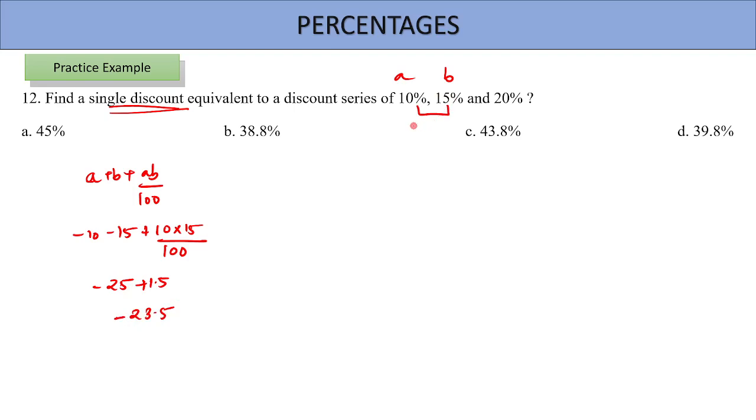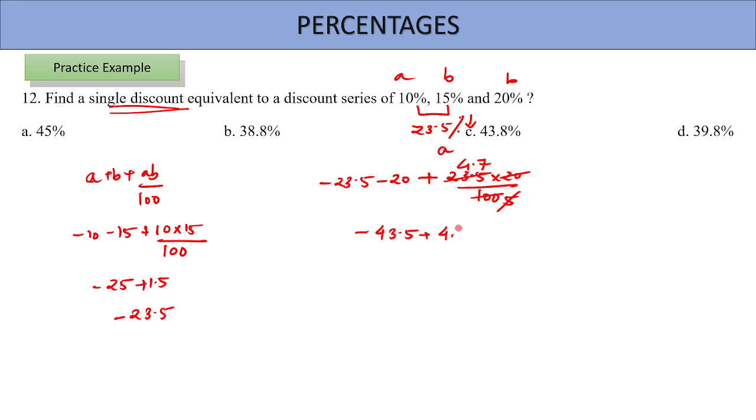So with these two, you are getting a 23.5 percentage decrease. And now consider this as your A and this as your B. So minus 23.5 minus 20 plus, minus minus will become plus, 23.5 into 20 by 100. So this will go 5 times and this will go 4.7. So minus 43.5 plus 4.7.